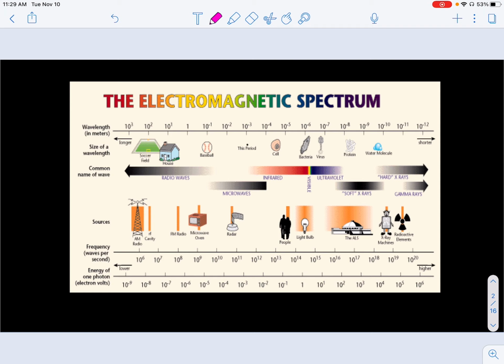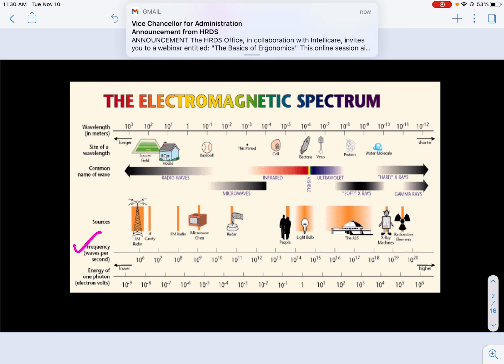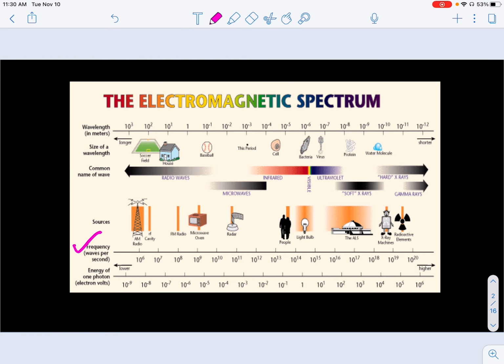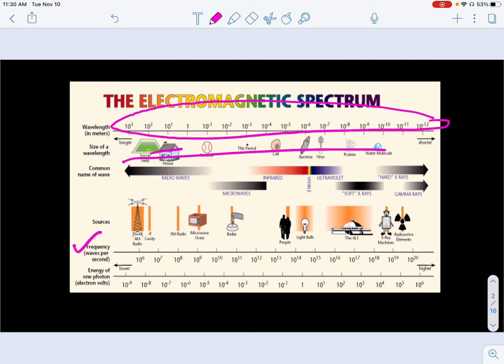What you're seeing on the screen is the electromagnetic spectrum. It's a broad range of electromagnetic waves. The EM spectrum is classified into types according to the frequency. Try to check on the frequency. What do you notice here, from the radio wave going to the gamma rays? We have also the wavelength. What do you notice on the wavelength as we move from left to right?